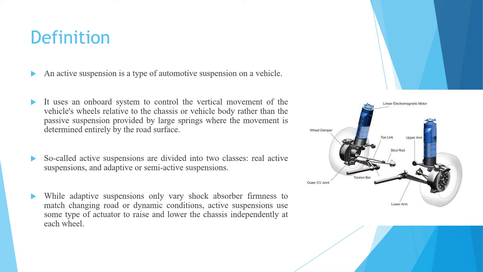An active suspension system is a type of automotive suspension system on a vehicle. It uses an onboard system to control the vertical movement of the vehicle's wheels relative to the chassis or vehicle body, rather than the passive suspension provided by large springs, where the movement is determined entirely by the road surface.